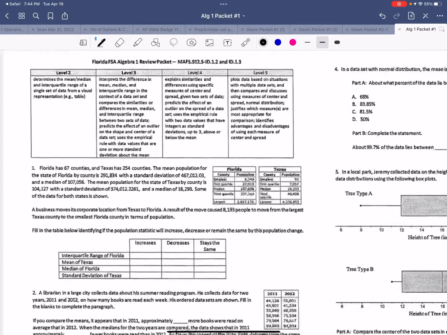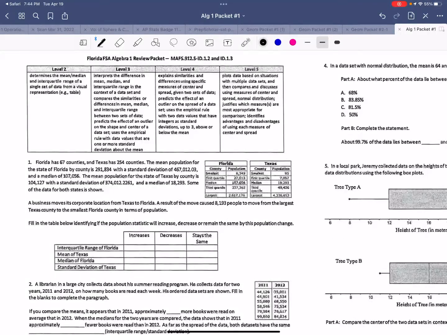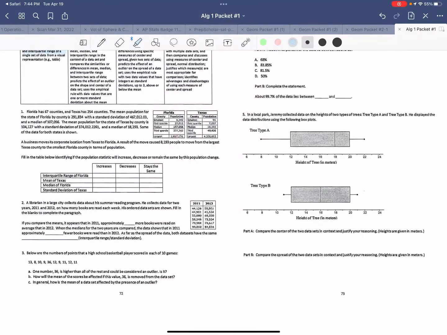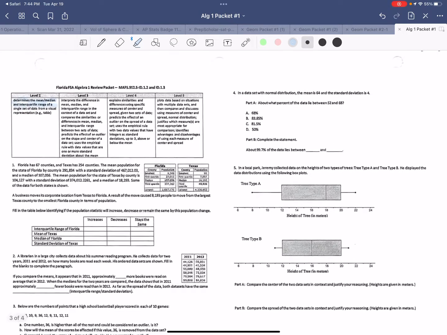Hey guys, we have one more learning goal. It states: determine the mean, the median, and the interquartile range of a set of data. Let's take a look at a couple of questions on this page that we can try to get right. So maybe we'll pick this one.